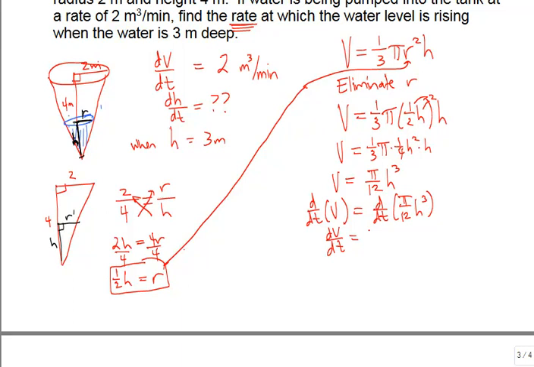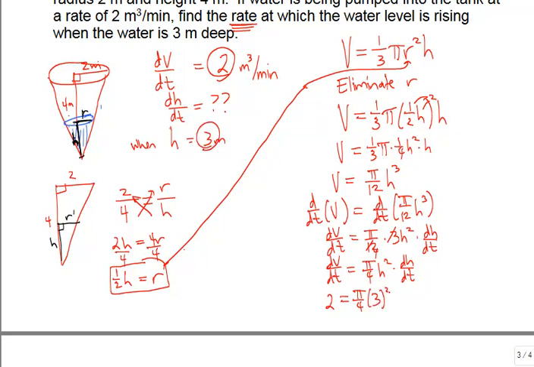On the right side, the pi over 12 is a constant multiplier, so it stays put. And the derivative of h cubed wants to be a 3h squared, but we have to multiply that by dh/dt. So we have dV/dt equals 3 goes into 12 4 times, so this is pi over 4 h squared times dh/dt, and now we're ready to plug in everything that we know. dV/dt is 2 right here, so put a 2 on the left side. h is 3, and that needs to get squared.